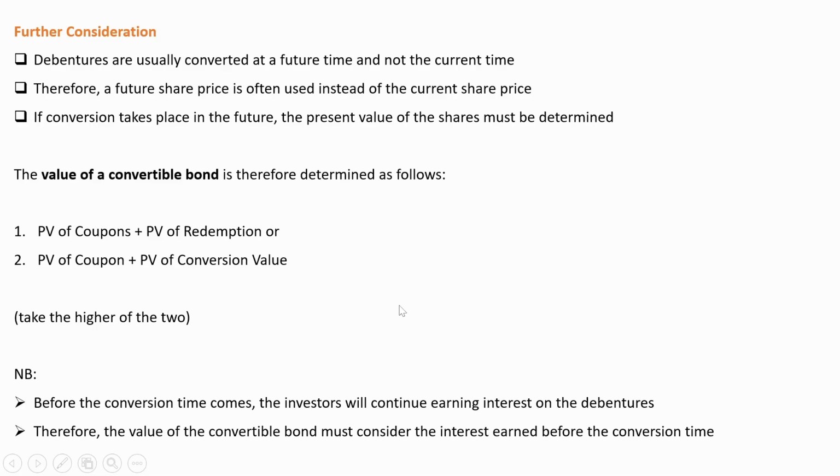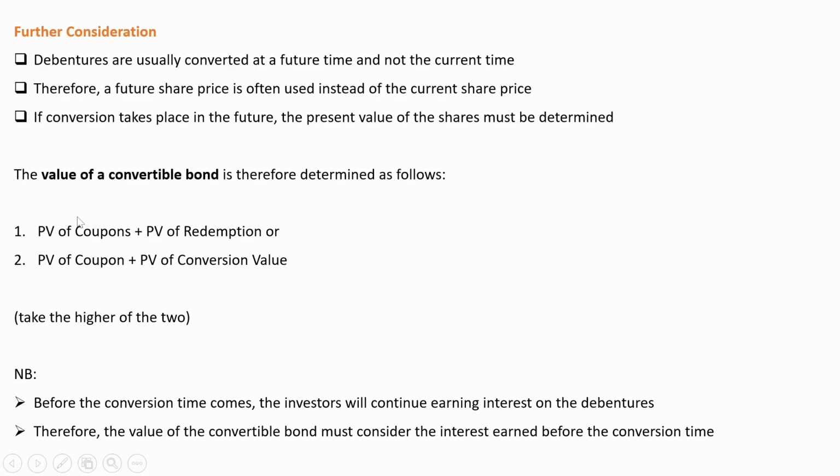If conversion takes place after 5 years, between the first year and the 5th year, the investor is earning all that interest. Regardless of whether you will convert or not, you are still earning all that interest. That is the reason why we are adding here present value of coupon to the conversion value. As long as you are not converting at the present time, you must always calculate the present value of conversion value.